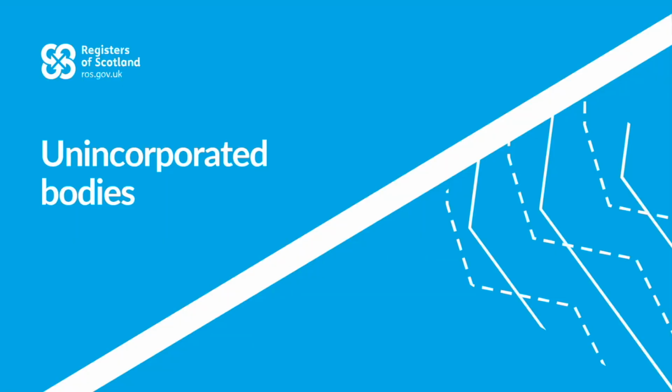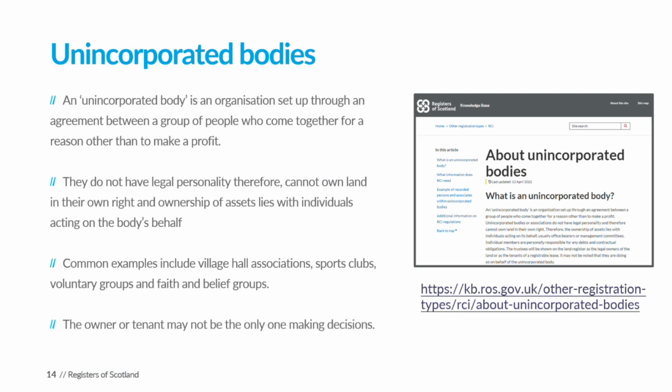That completes the RCI overview. Today, we're going to focus on unincorporated bodies and how they are affected by RCI. Let's first start with what we mean by an unincorporated body. An unincorporated body is an organization set up through an agreement between a group of people who come together for a reason other than to make a profit.